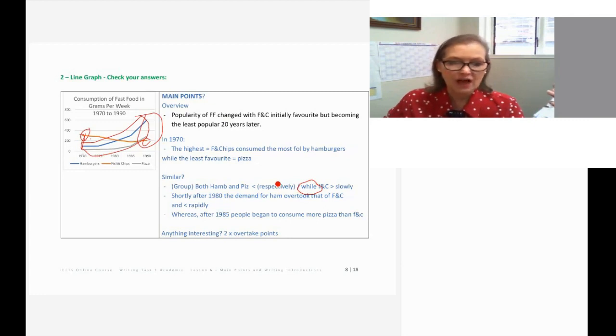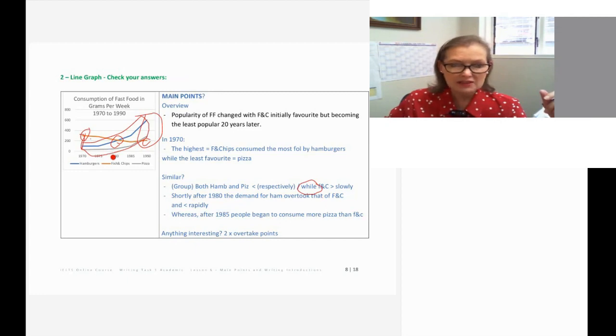Shortly after 1980, we could say the demand for hamburgers overtook that of fish and chips. So that's another point that we do want to mention, particularly on a line graph, when at this point here, we can see that the popularity or the amount consumed of one product actually overtakes the other.